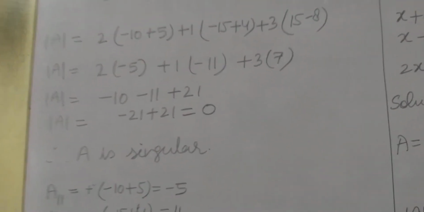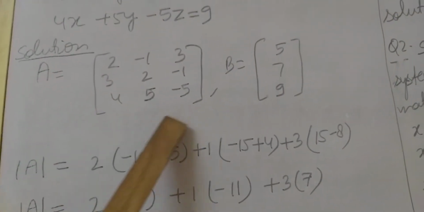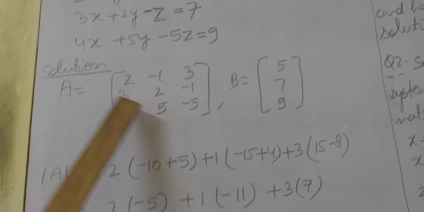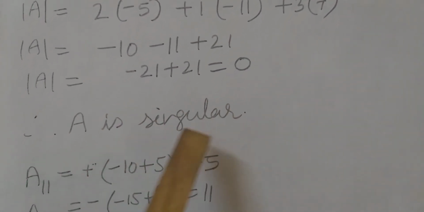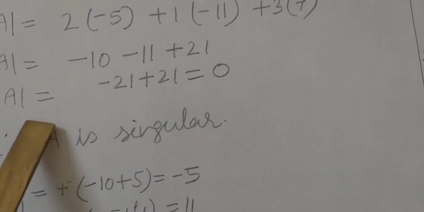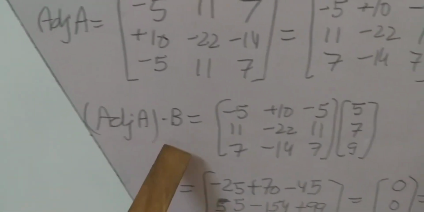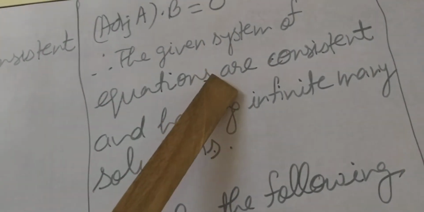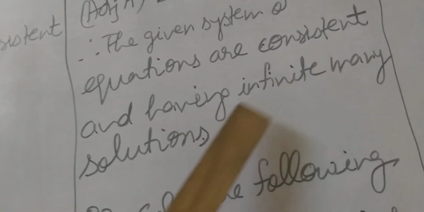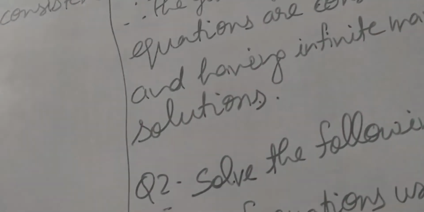First of all, you have to find the determinant of the matrix of coefficients of x, y, z. If it is 0, then it is singular. If the determinant of A is 0, then we have to find adjoint A dot B. If adjoint A dot B is 0, then the given system of equations has infinitely many solutions and it is consistent.